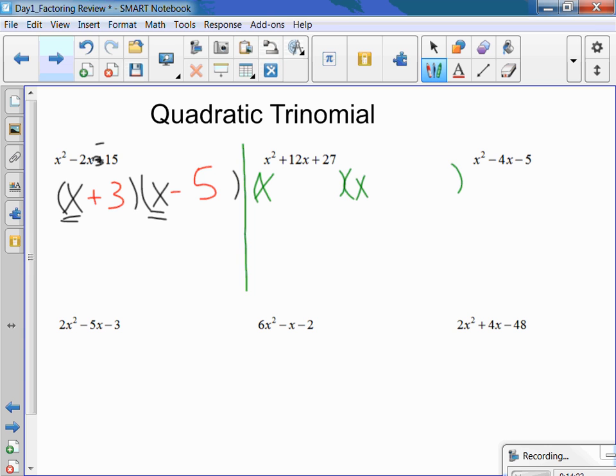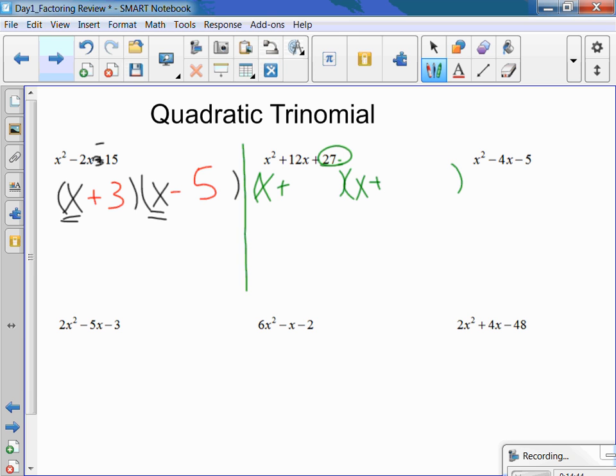So now I need to come up with factors of 27. Factors of 27. When I add them up, I also get that 12. And as Gabriel said, you're doing right. That's going to be 3 and 9.